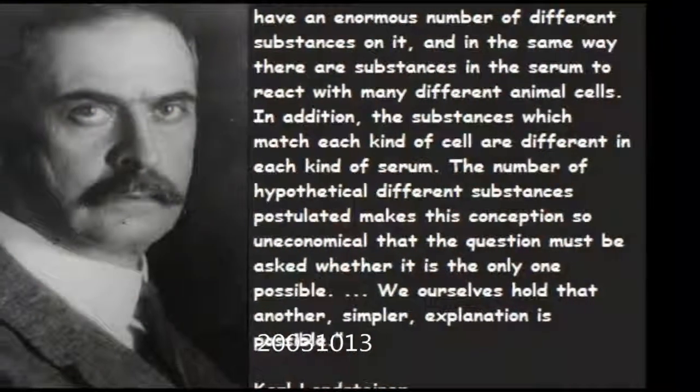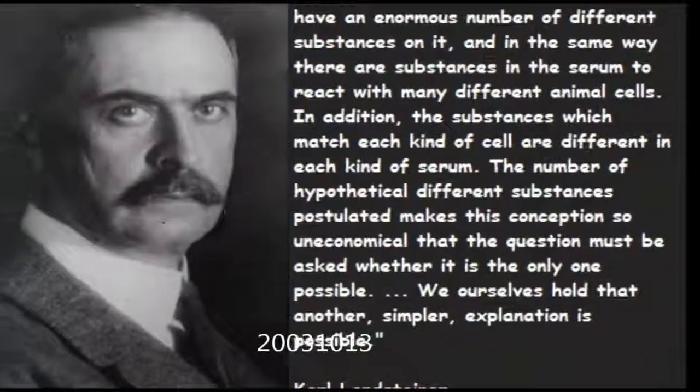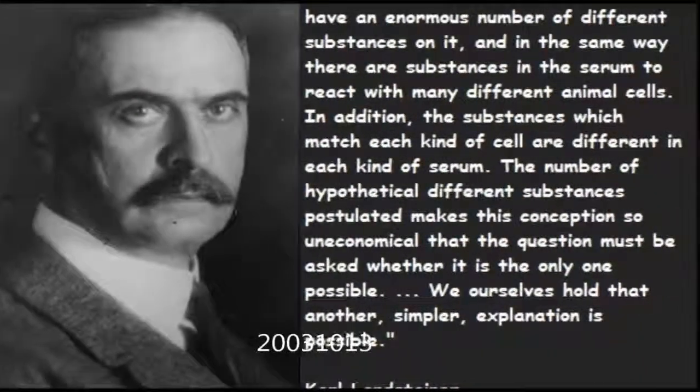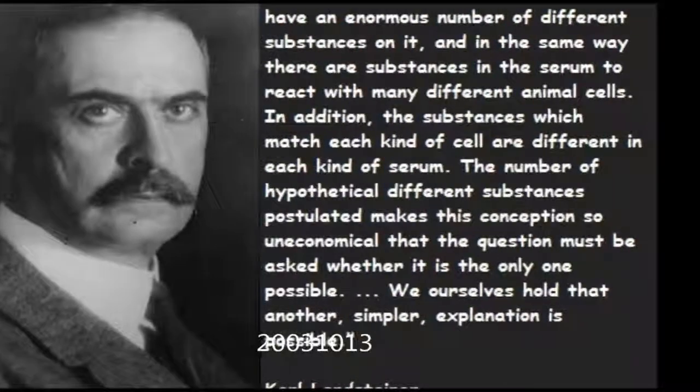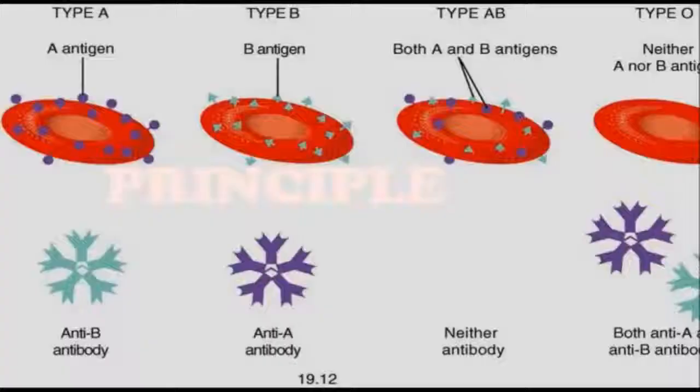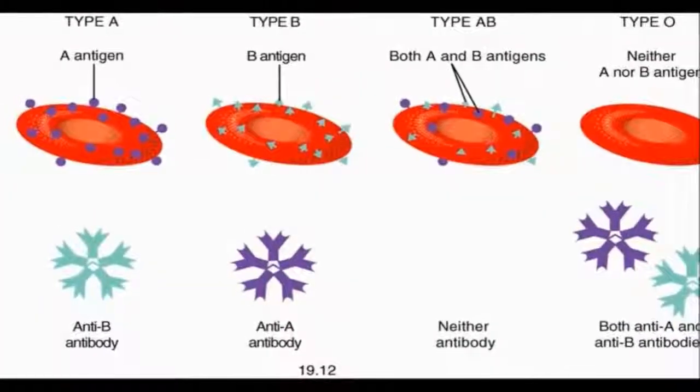This method of blood group determination was given by Karl Landsteiner. He was awarded the Nobel Prize for Medicine in the year 1928. Principle: it is based on the agglutination reaction between the surface antigen of RBC and the added antibodies.